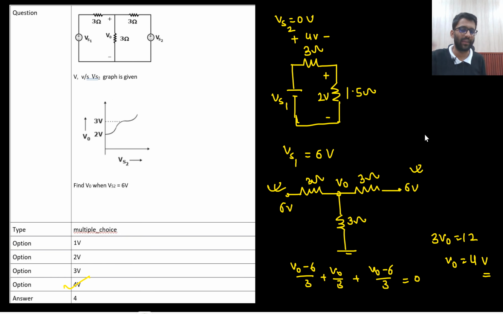So 6 by 9 into 6. This should be our answer. 36 by 9, 4 volt. So the concept of half circuit also you can apply. If you have studied analog electronics from me, there I have told the concept of half circuit. That also you can see, but this is simple node analysis. So 4 volt you will get.